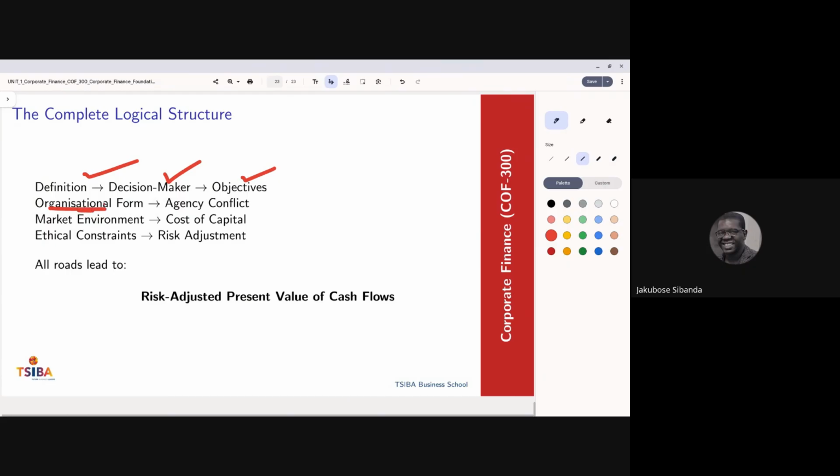Then we also spoke about the organizational form of business, but this one I skipped. You have different types of business. So there's sole proprietorship, there's private company, or it can be a public company. And then there's what? The agency conflict that we discussed. And then market environment and cost of capital, where we spoke about the WACC. And we said this WACC is needed. So you can have your CF over 1 plus, instead of R, you can say WACC. But you use WACC if this is a free cash flow to the firm. That's when you use WACC.